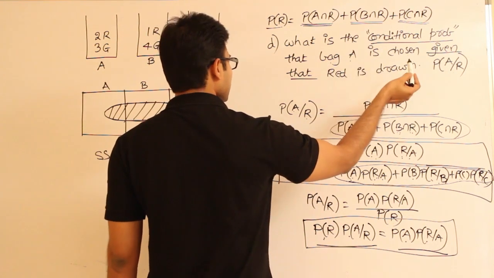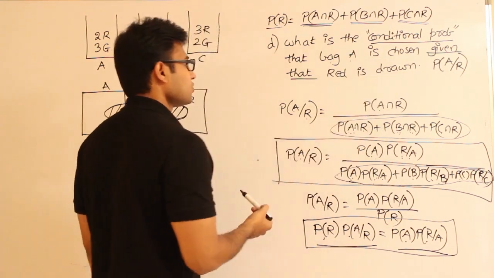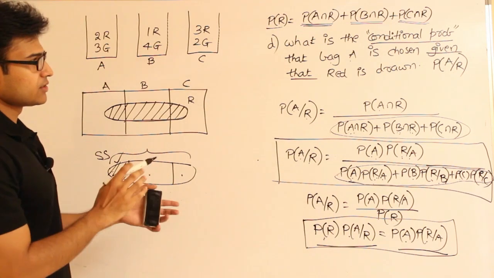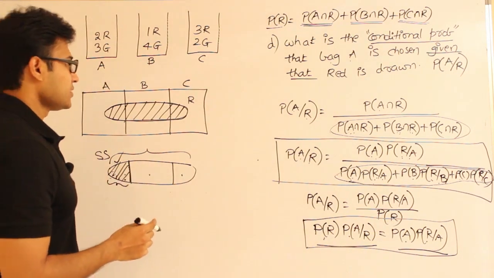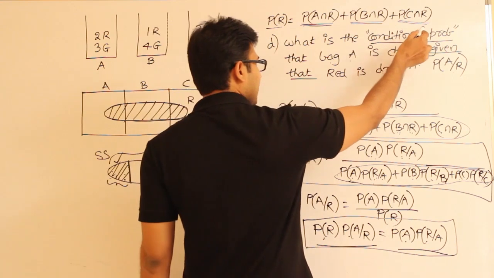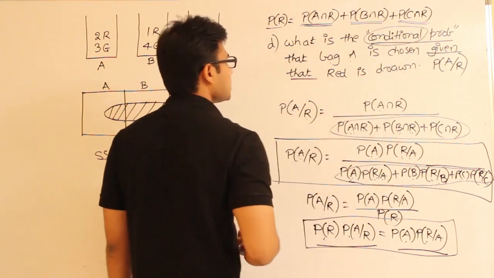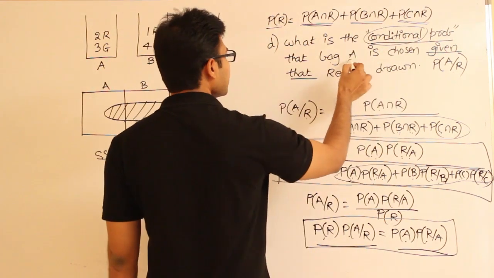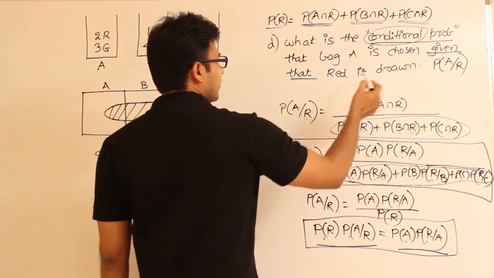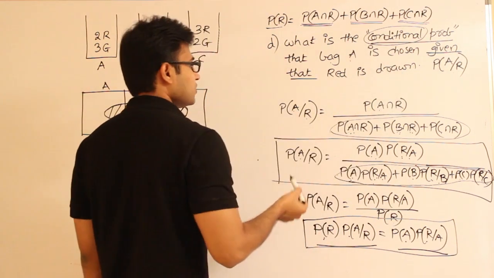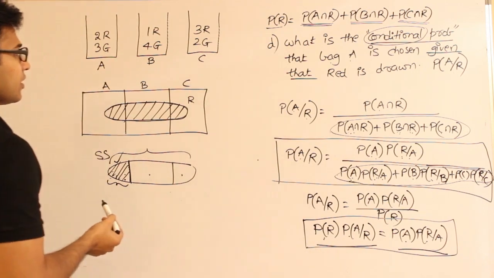Sometimes they will say, what is the conditional probability that ball R is chosen given that bag A is chosen, something like that, which means it is probability of R given A. And sometimes they will not use the word conditional, they will just ask what is the probability that bag A is chosen given that. Now again, "given that" is the keyword. Using that phrase, you can find out.